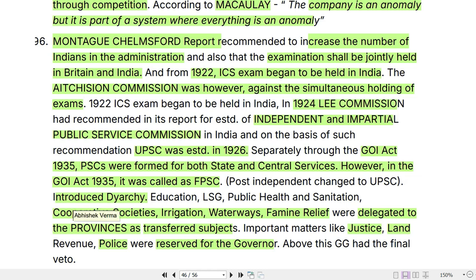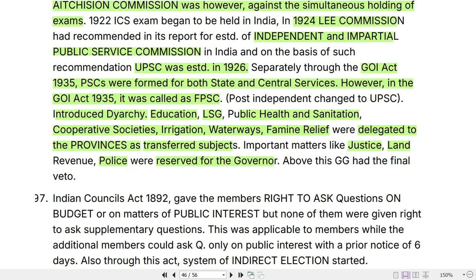साथ ही साथ ये Montague-Chelmsford reforms, they introduced hierarchy in the provinces, and the cooperative subjects like cooperative societies, irrigation, waterways, famine relief, local self-governments, public health and sanitation, and education. So these were delegated to the provinces as transferred subjects, whereas important matters like justice, land, revenue, police were reserved for the governor. And final veto was held by Governor General.